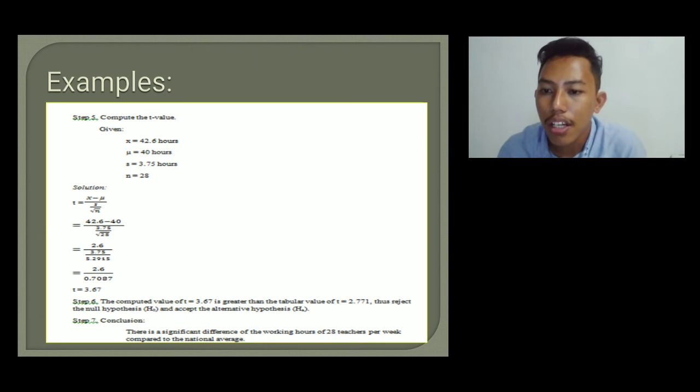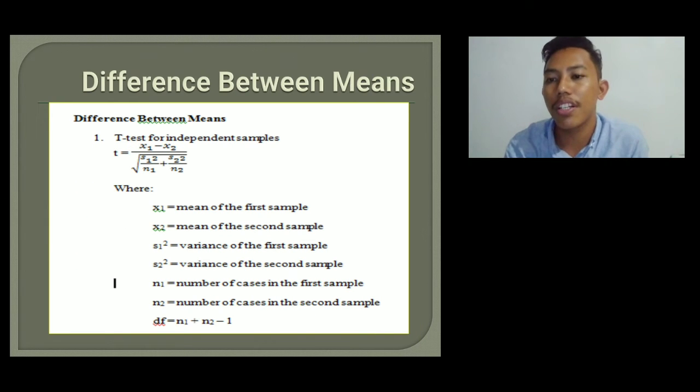So the computed value of t, 3.67, is greater than the tabular value of t, 2.771. Thus, reject the null hypothesis and accept the alternative hypothesis. The conclusion is there is a significant difference in the working hours of the 28 teachers per week compared to the national average. So now we proceed to the difference between means.